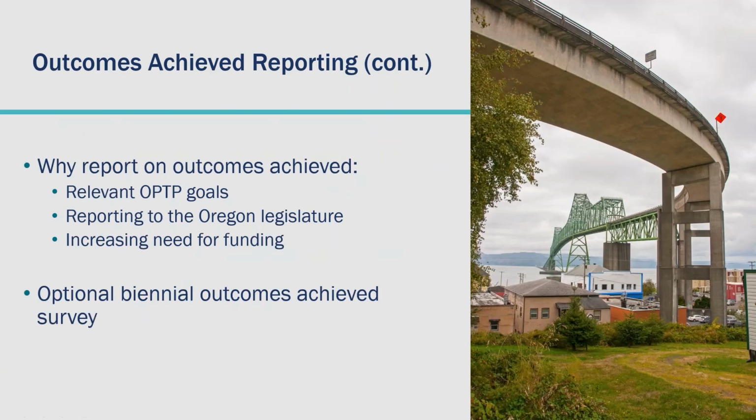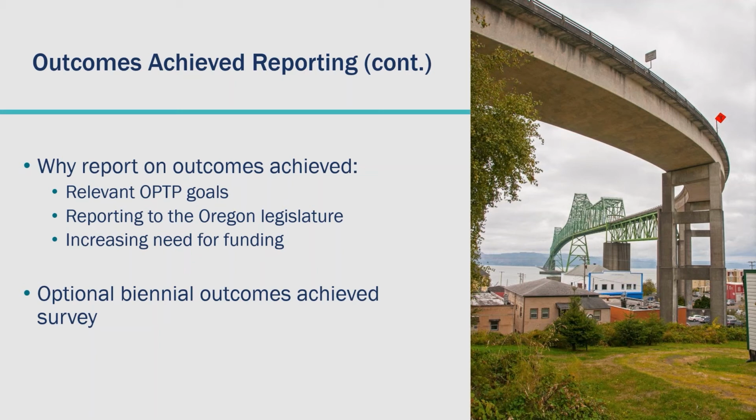So a little bit more on outcomes achieved reporting. Why is it so important? Why does this reporting matter? Again, I will note that it relates to the OPTP goals that ODOT has and achieving those goals. Further, it relates to goals of the ODOT administration to really optimize equity and diversity and how that's reflected in projects across the state. And finally, in reporting to the Oregon legislature.